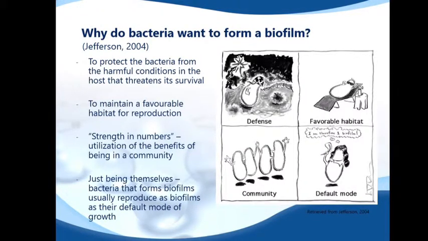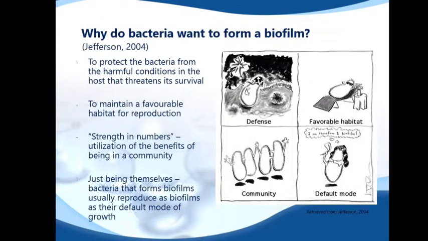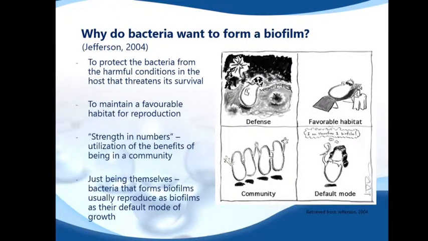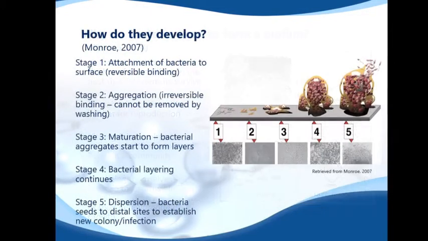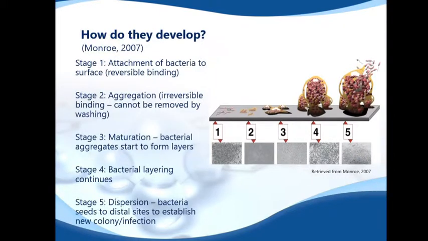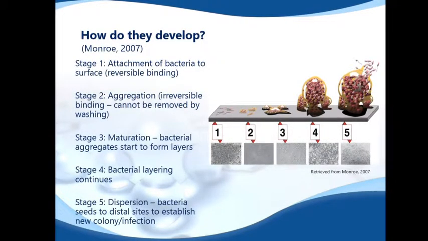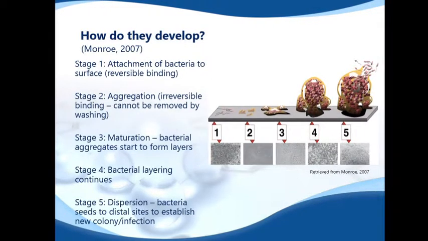So, how do biofilms develop? Biofilms develop in 5 stages. In stage 1, the bacteria reversibly attaches to the surface. In this stage, the bacteria can be removed by shear forces such as those arising from blood flow. Stage 2 is the irreversible aggregation of bacteria. In this stage, the bacteria cannot be removed by shear forces.